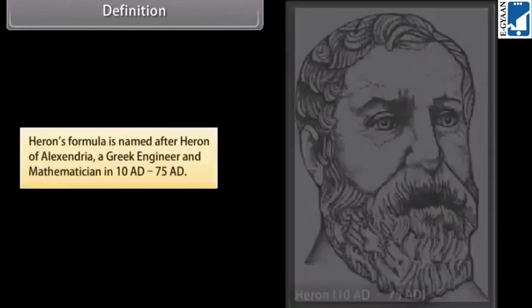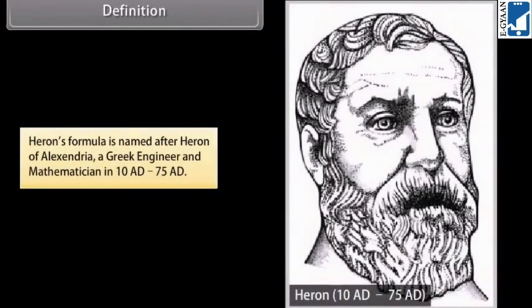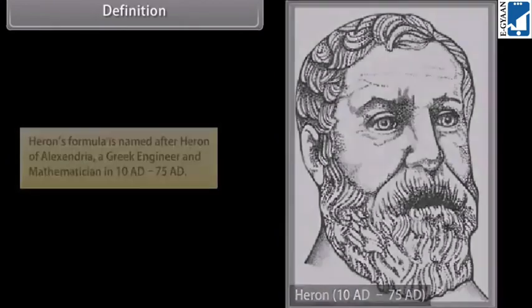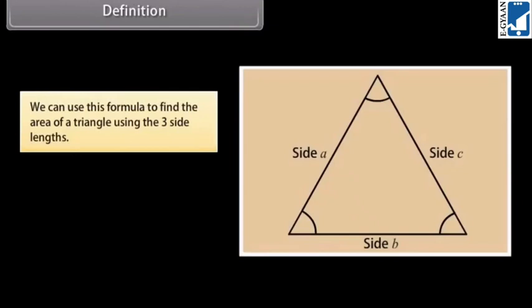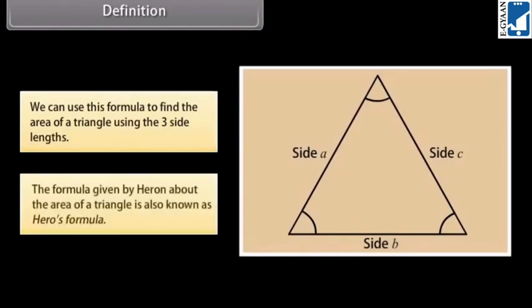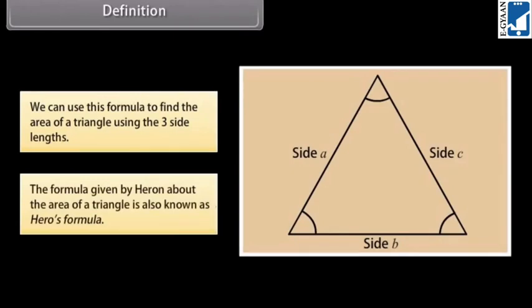Definition. Heron's formula is named after Heron of Alexandria, a Greek engineer and mathematician from 10 AD to 75 AD. We can use this formula to find the area of a triangle using the three side lengths. The formula given by Heron about the area of a triangle is also known as Heron's formula.